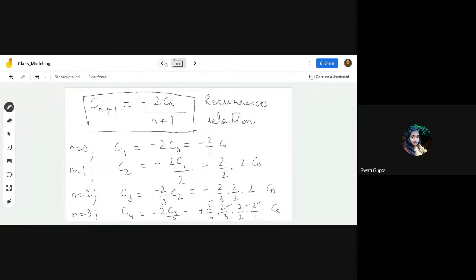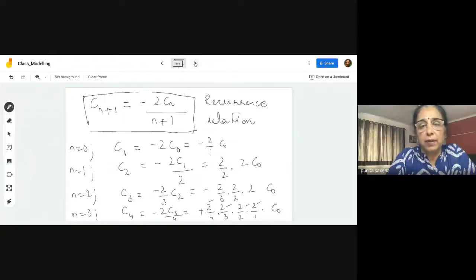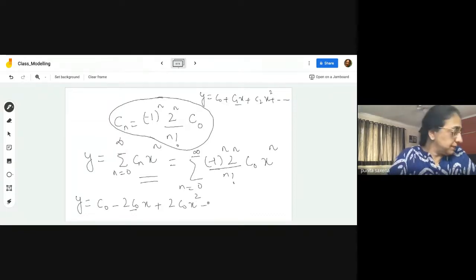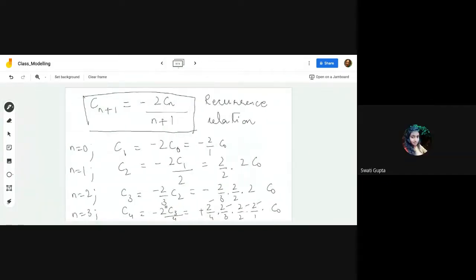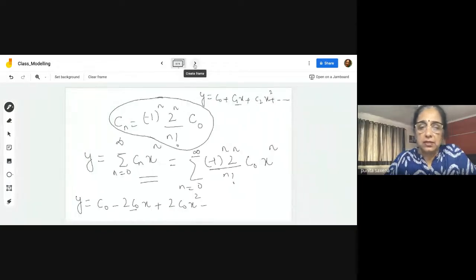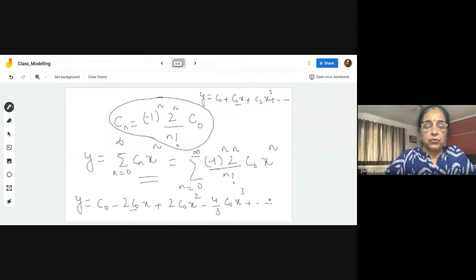2C2, 2C naught. We are writing the general formula now. So this becomes 2 C naught x square. How much is C3? Minus 4 by 3 C naught x cube, and so on and so forth.